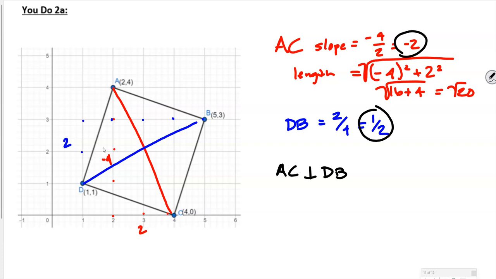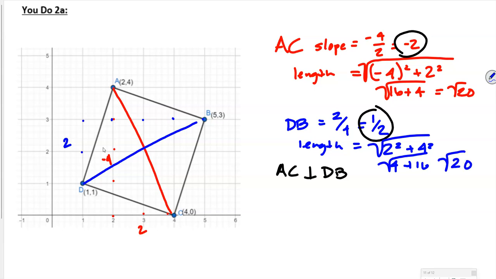Okay? So now we're going to talk about the length of DB, okay? So if we're talking about the length of DB, aren't we going to take these two original numbers, okay? 2 squared plus 4 squared. So that's going to be, again, 4 plus 16. And that's also going to be the square root of 20. So what does that tell us? That tells us that these are also the same length. AC is equal to DB, right? So if the diagonals are perpendicular and equal, then this is a square.